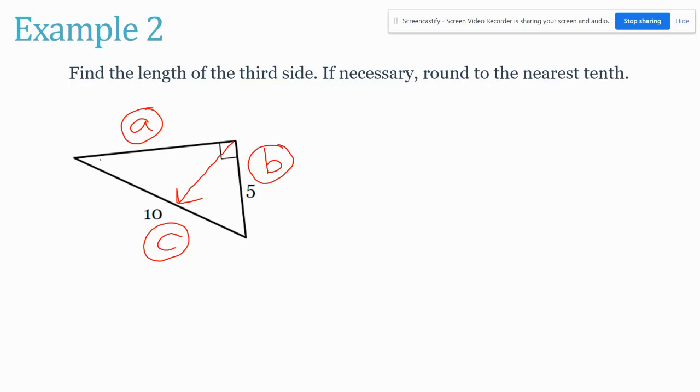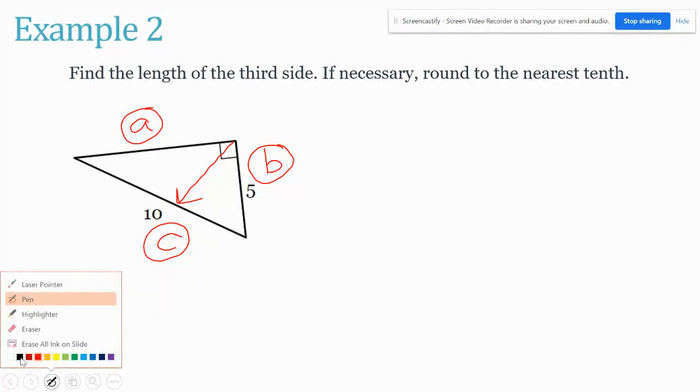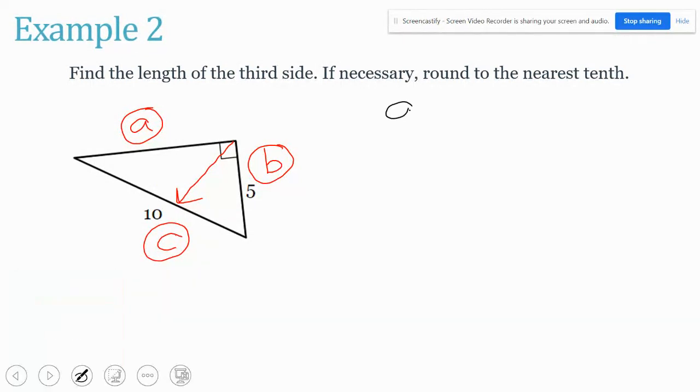So our missing side is this A. We don't know what A is. We know what B is, and we know what C is. So I'm going to rewrite my Pythagorean theorem: A squared plus B squared equals C squared. And I'm going to plug in what we know.